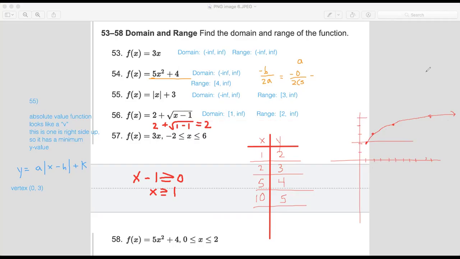All right, last guy. So this is f of x equals 3x. This is a linear function. So normally linear functions would have domain and range of all real numbers, like in 53, that's the answer to this. And if you notice, this is the same function as this one down here, but it's saying only for a certain span, and they're giving us x values.